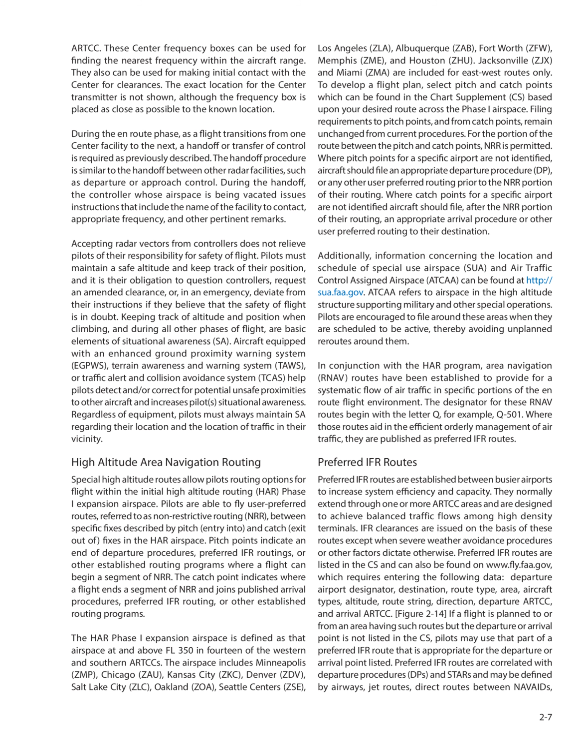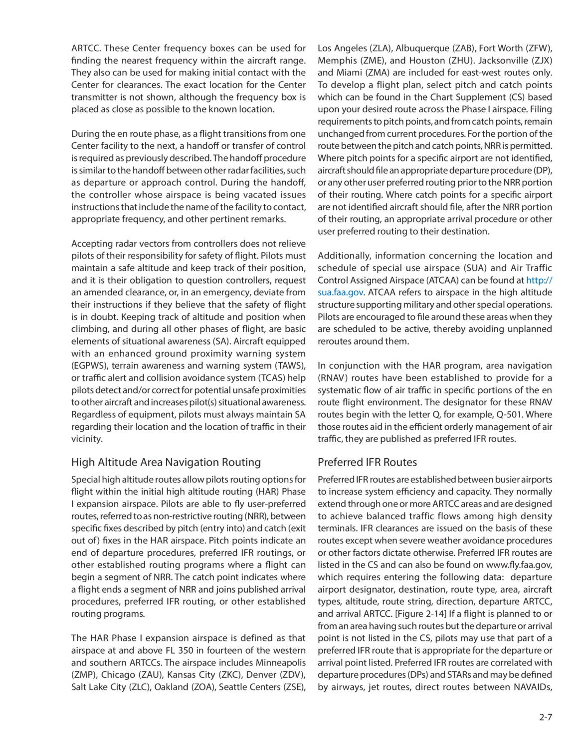Additionally, information concerning the location and schedule of special use airspace, SUA, and air traffic control assigned airspace, ACA, can be found at http://sua.faa.gov. ACA refers to airspace in the high-altitude structure supporting military and other special operations. Pilots are encouraged to file around these areas when they are scheduled to be active, thereby avoiding unplanned reroutes around them. In conjunction with the HAR program, Area Navigation, RNAV, routes have been established to provide for a systematic flow of air traffic in specific portions of the en route flight environment.